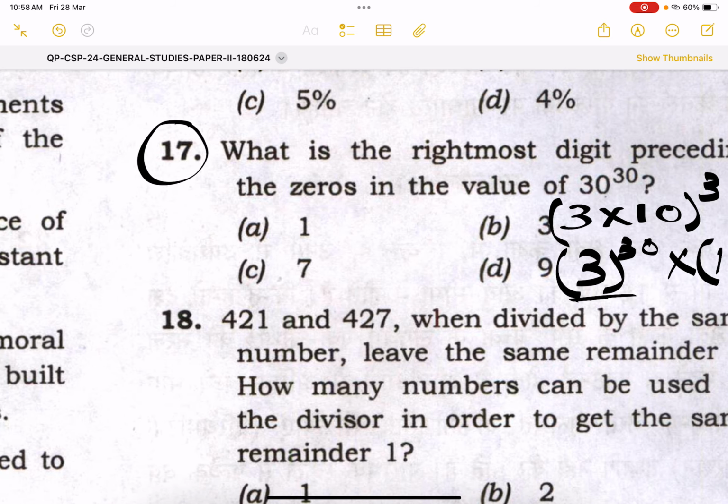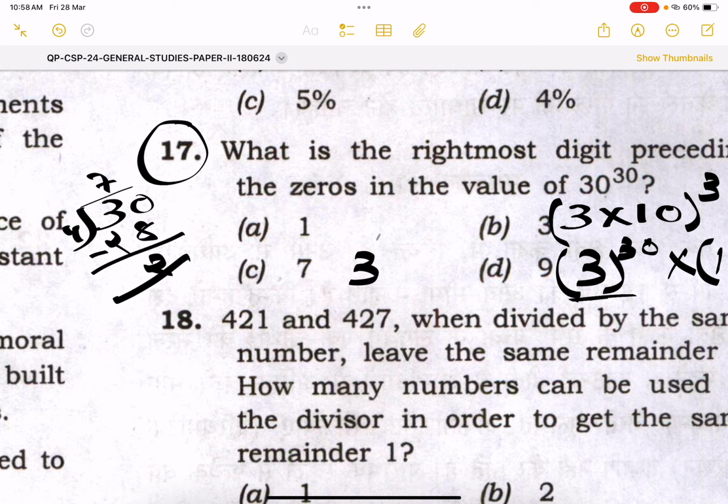We have learned a concept that if the power is very large, we divide that power by 4. So divide: 4 times 7 is 28, and this gives your remainder 2. So what we'll do is, we have learned that whatever remainder comes, we give that number the same power. So I give it 3 to the power 2 and this gives me 9. So your rightmost digit is 9.